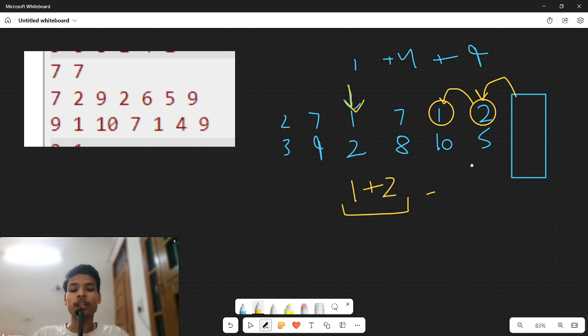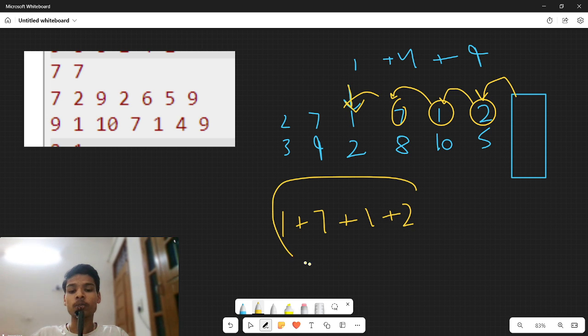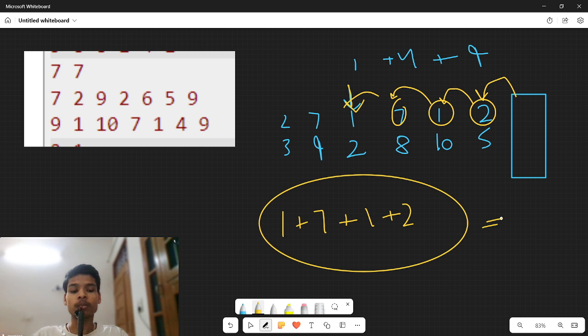And for each and every index, for example, if he wants to come to this index 1, then what is the minimum cost? This is simply 1 plus 2 plus 7, and finally 1. Then my cost will be 1 plus 7 plus 1 plus 2. That's how you can solve the problem and find the minimum possible answer.